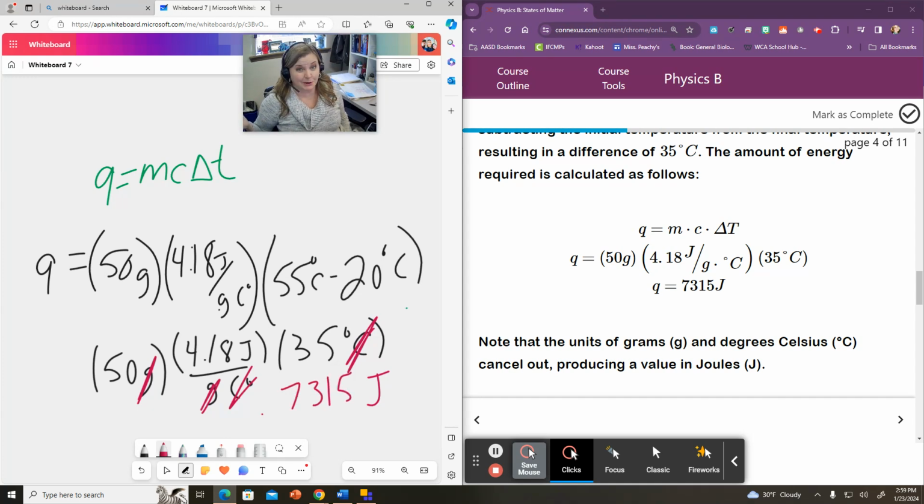And that's one of the reasons why I want you guys to show your work on tests as well, because then if you make one little tiny dumb mistake, you wouldn't get penalized for the entire thing. All right.